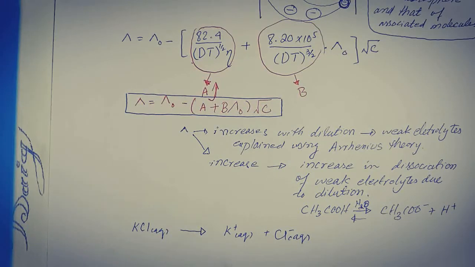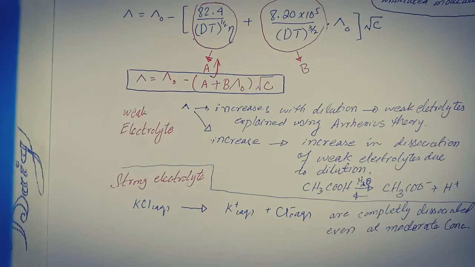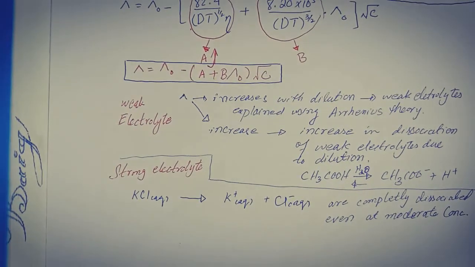So the strong electrolytes are completely dissociated even at moderate concentrations. So for strong electrolytes, the increase in equivalent conductance with dilution may be due to other factors.